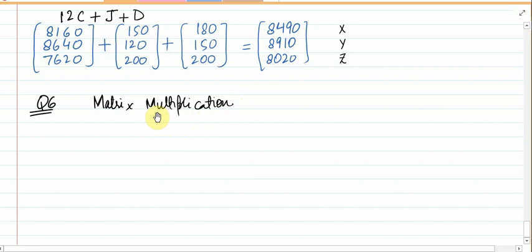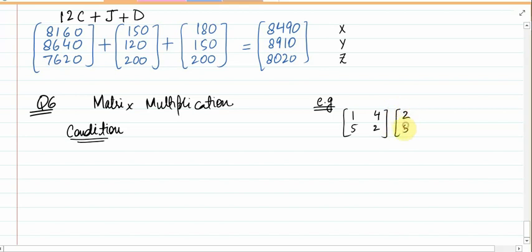Before starting the question, first we should know what is matrix multiplication, how we solve it, and what is the condition. So first important point is condition. Now of course when we talk about matrix multiplication, we consider that there are at least two matrices, right? So I am giving you an example right here. Let's suppose I have a matrix 1 4 5 2 multiplied by 2 5, a simple example, right?